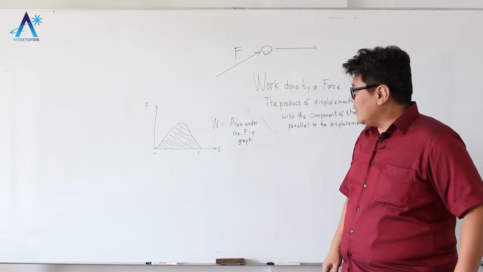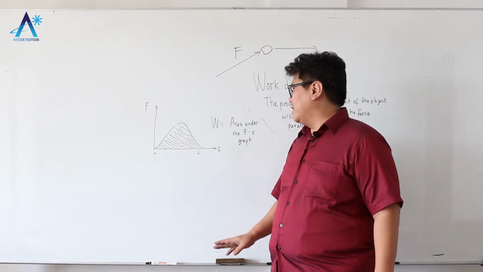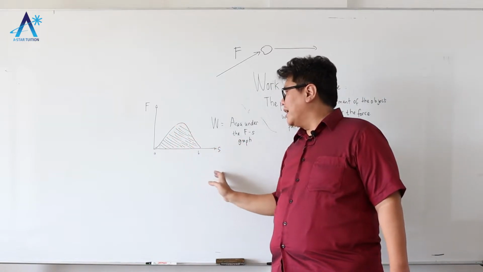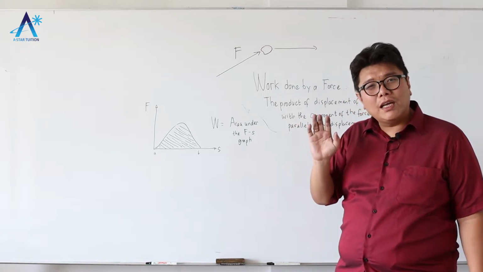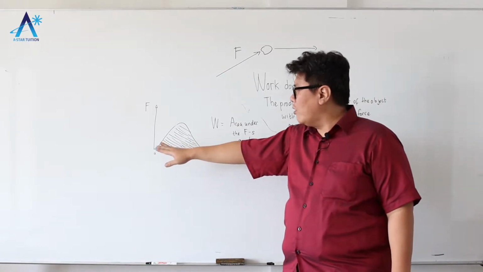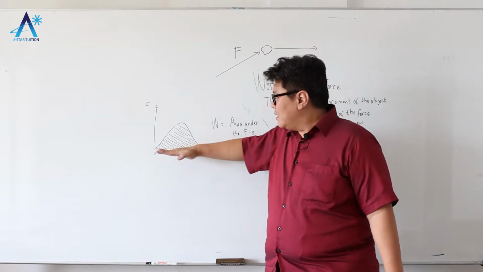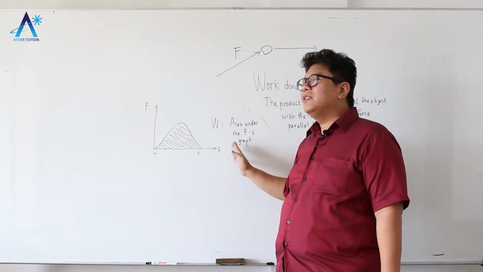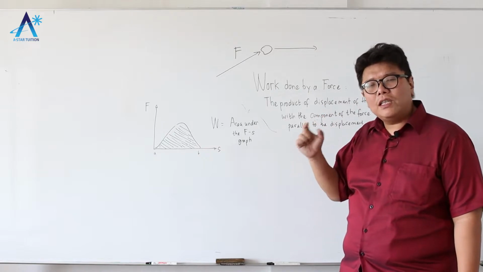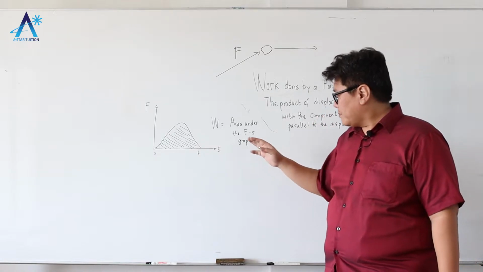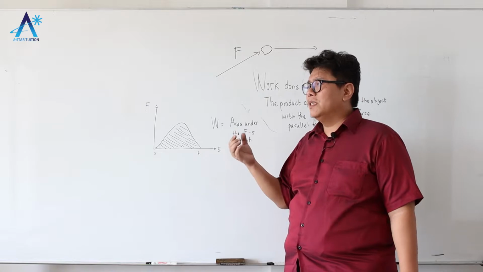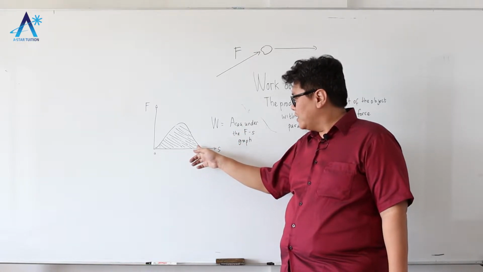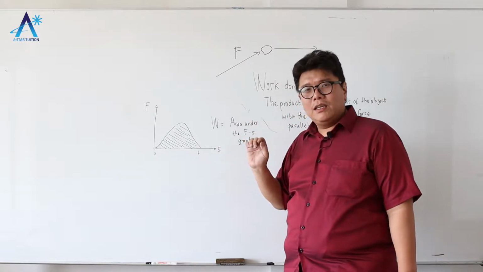Now, please understand that sometimes when the graph is below the x-axis, that means the work done is negative. In this case, you can see that all of it is above the displacement axis. But if some of the graph is below that, then the area itself is still positive, but the work done must be assigned a negative value for those parts that are below the x-axis.